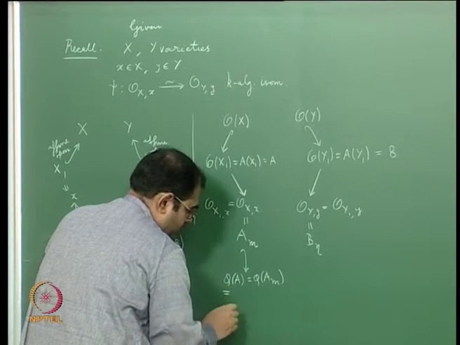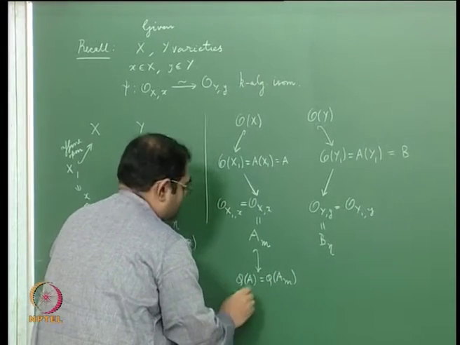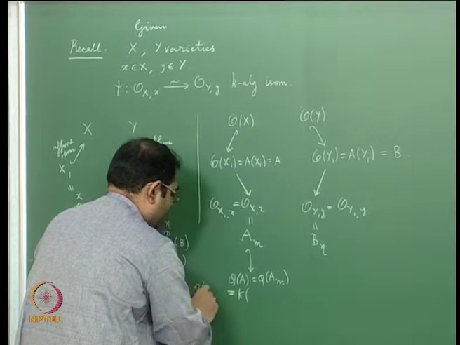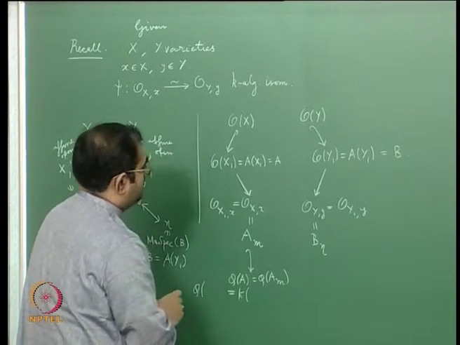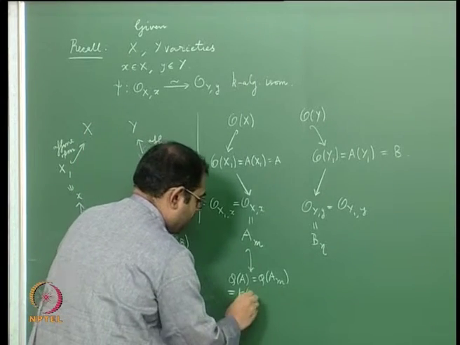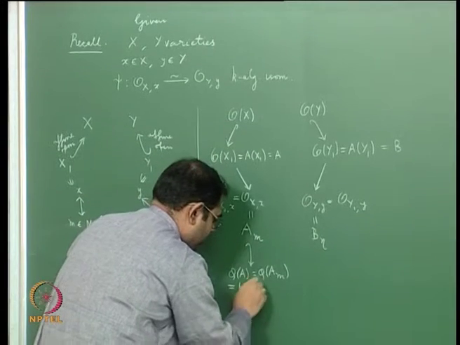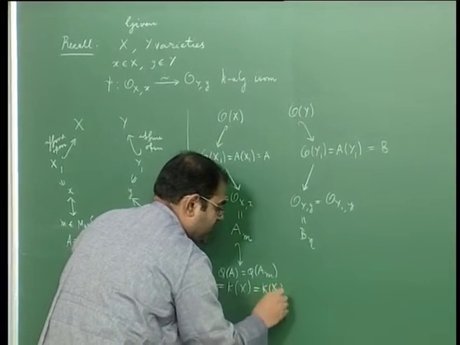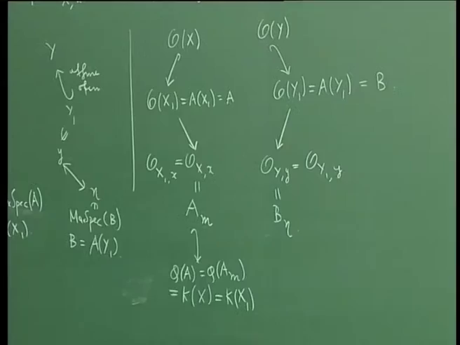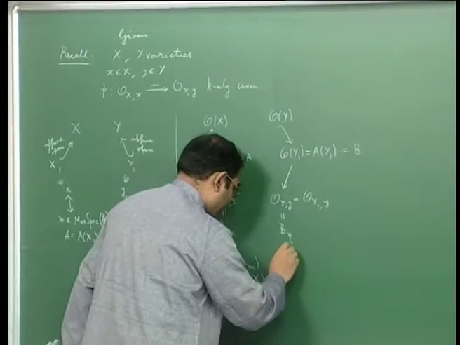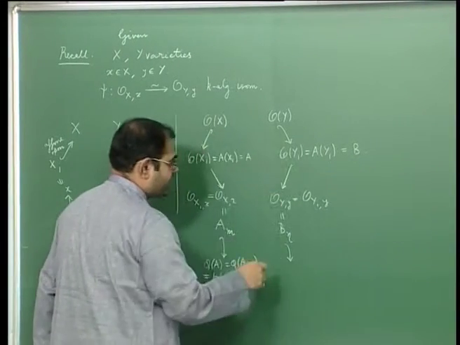This is also equal to the function field of this, which is also equal to the quotient field of that, which is also equal to the function field of x. The field of rational functions of x is also equal to the field of rational functions of x1. The field of rational functions does not change if you go to an open set. And similarly here, all this is going to sit inside.